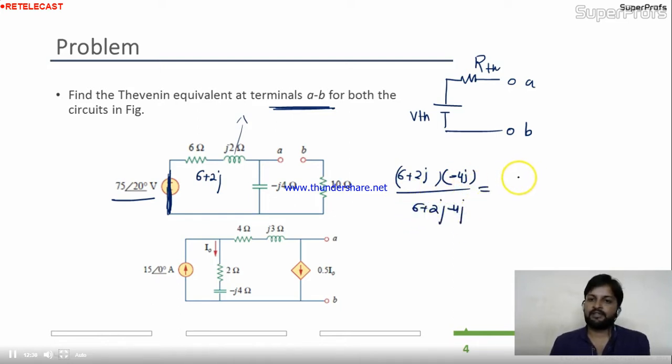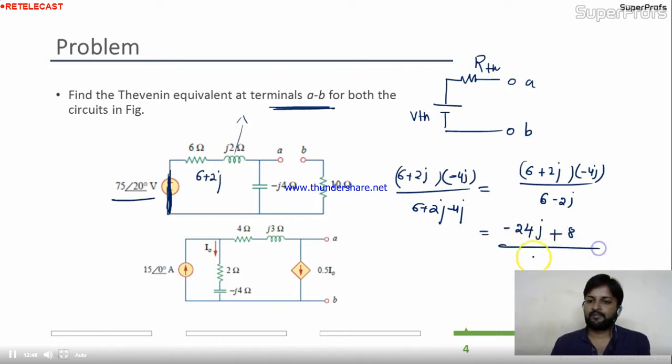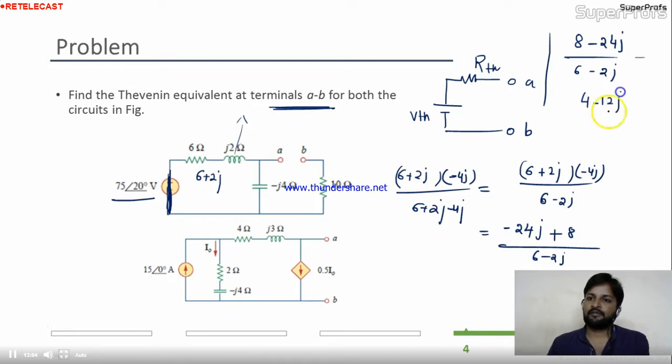divided by (6 plus 2j minus 4j), which is 6 minus 2j. Multiplying, we get 6 times minus 4j is minus 24j, and this becomes plus 8. 6 minus 2j in the denominator. I hope this is clear to you. Now it will be 8 minus 24j divided by 6 minus 2j. Take 2 common: 4 minus 12j over 3 minus j.